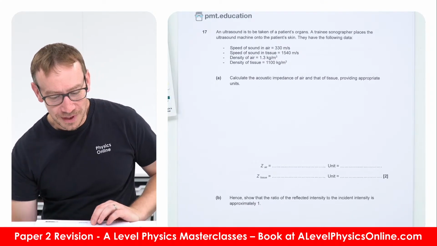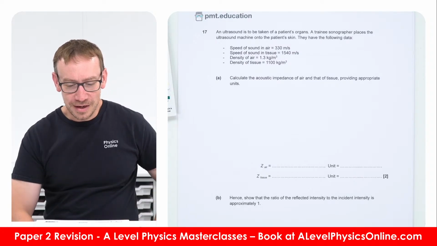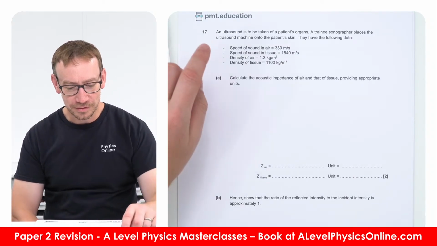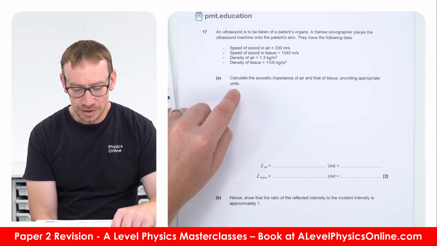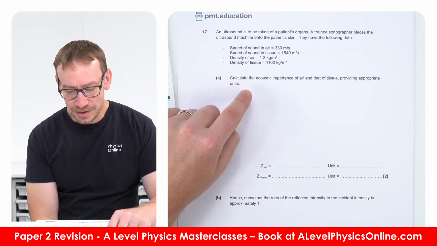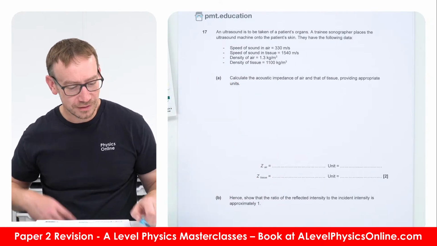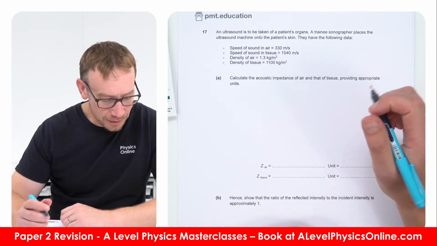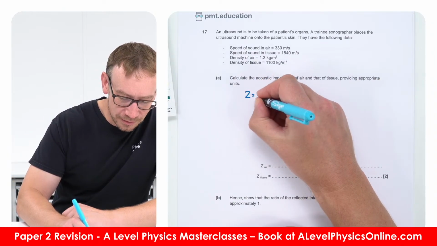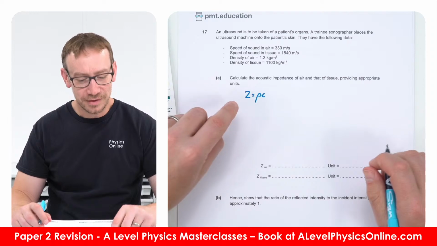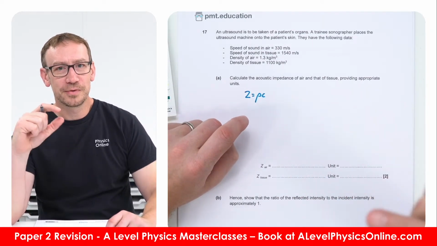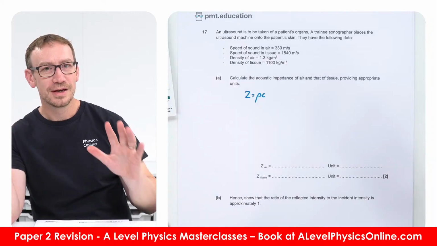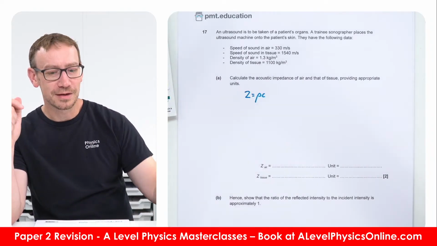An ultrasound is to be taken of a patient's organs. They have the following data. So you've got speeds of sound in air and in the tissue and the density. Calculate the acoustic impedance of air and of the tissue, providing appropriate units. So the equation we need is that Z is equal to rho C, where Z is the acoustic impedance. This, by the way, is an OCR specific question. So if you're doing AQA, don't panic unless you've done the medical option.